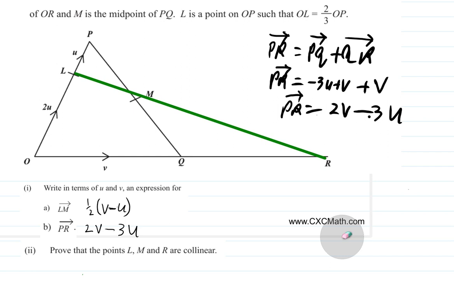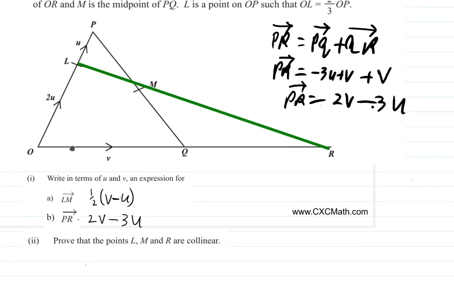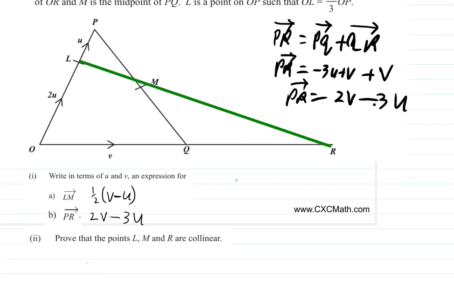Alright, you did that? What did you get? Did you show that it was collinear? Let's see something here. Now, you're going to show that LM and MR are the same straight line. Right? There is no bend at M. So, what is LM again? LM is half V minus U.